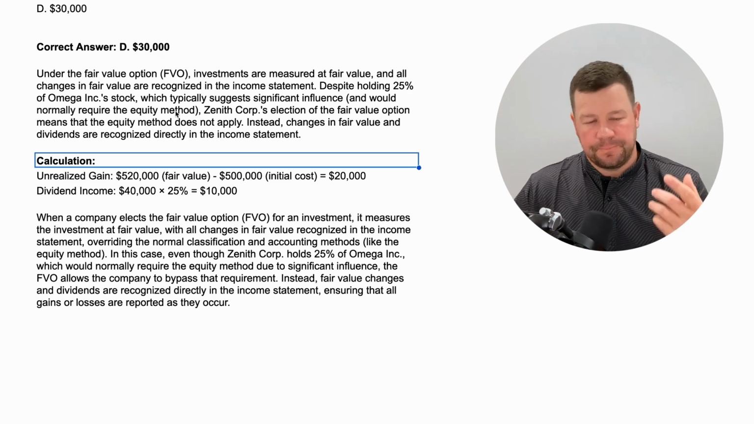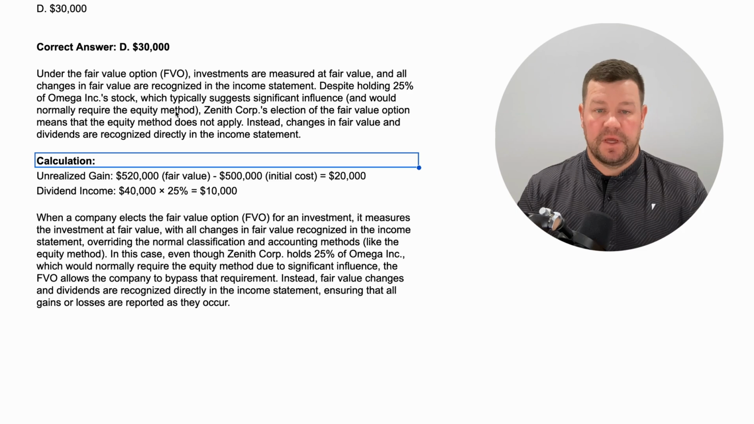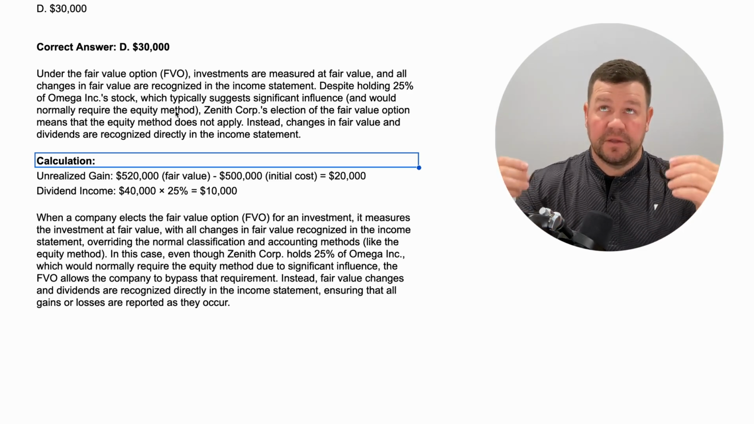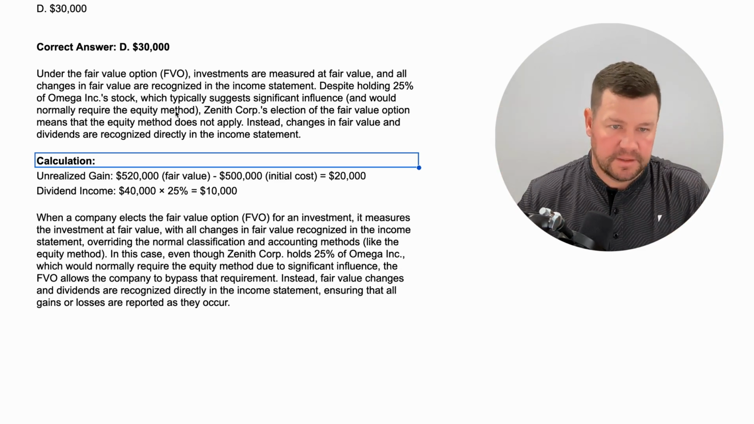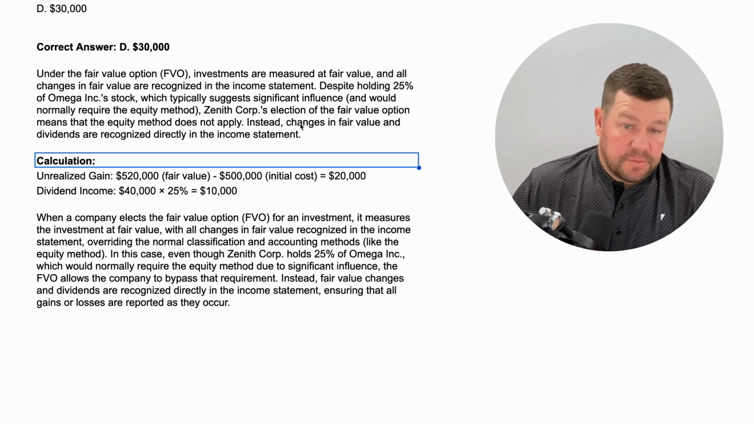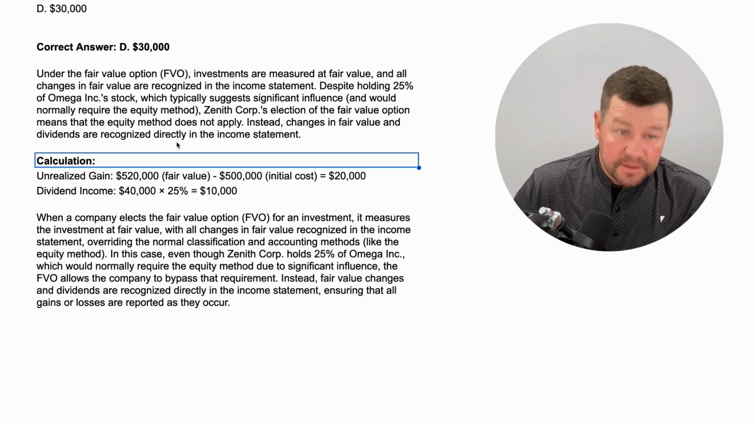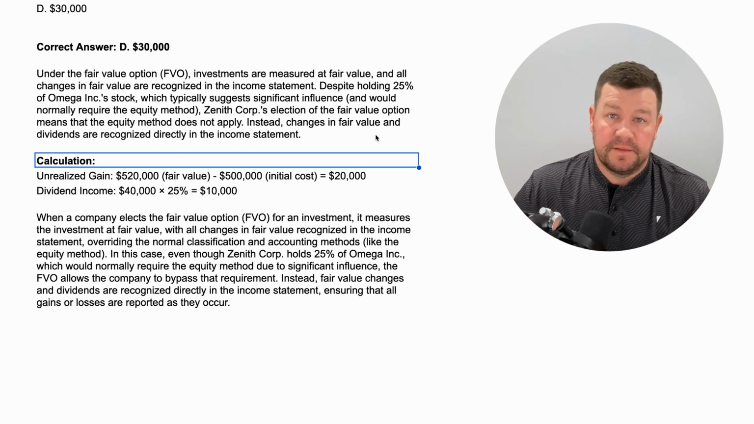So that means that even if an investment normally would qualify or need to be treated using the equity method, the fair value option election can override that. So because they elected the fair value option, that just means that the equity method doesn't apply and the changes in fair value and dividends are recognized directly in the income statement.